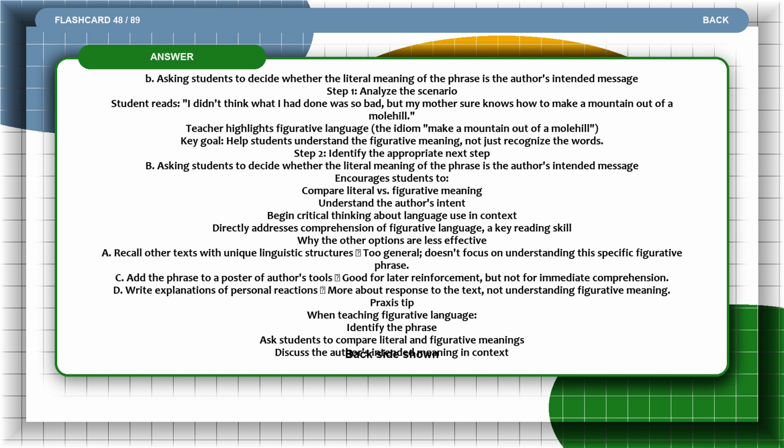Why the other options are less effective. A. Recall other texts with unique linguistic structures. Right arrow. General, doesn't focus on understanding the specific figurative phrase. C. Add the phrase to a poster of author's tools. Right arrow. Good for later reinforcement but not for immediate comprehension. D. Write explanations of personal reactions. Right arrow. More about response to the text, not understanding figurative meaning.